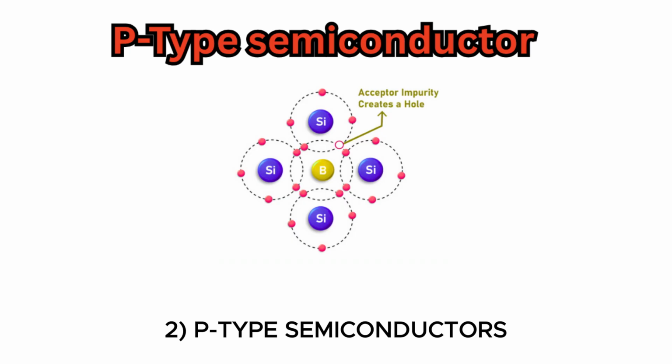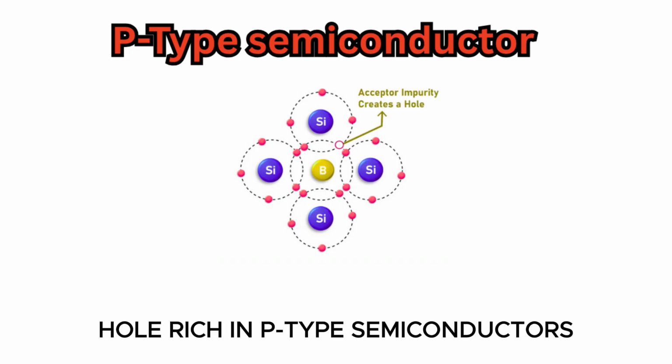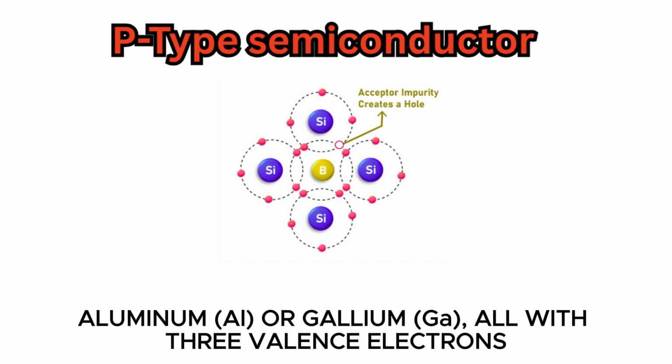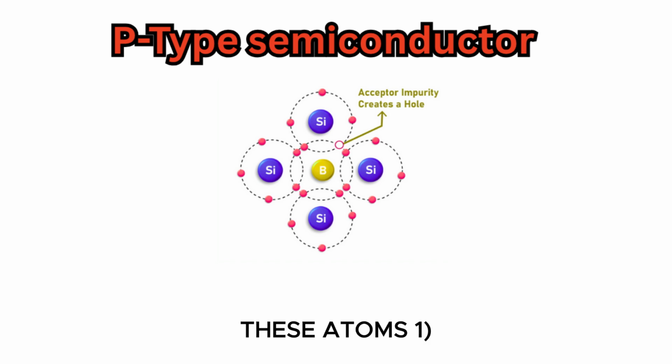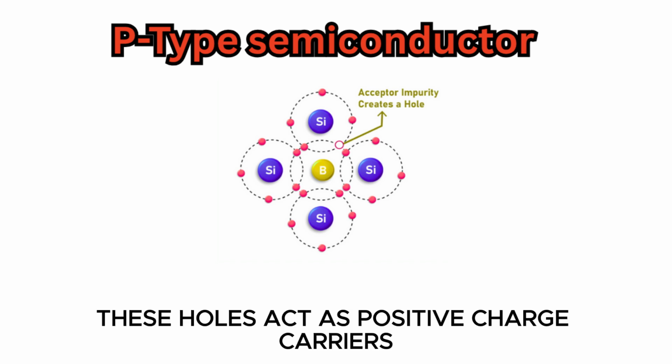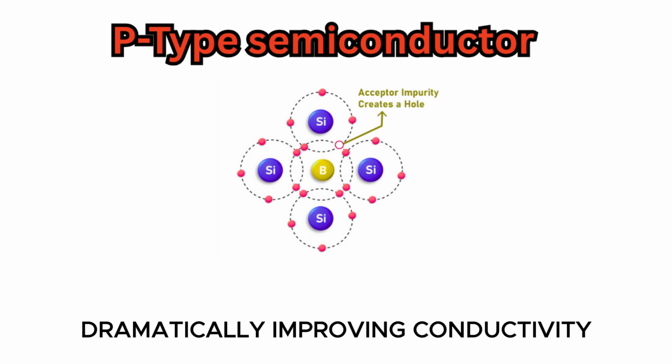2. P-type semiconductors, hole-rich. In P-type semiconductors, the material is doped with trivalent elements like boron, B, aluminum, or gallium, all with 3 valence electrons. These atoms: 1. Form 3 bonds with silicon. 2. Leave 1 bond incomplete, creating a hole.